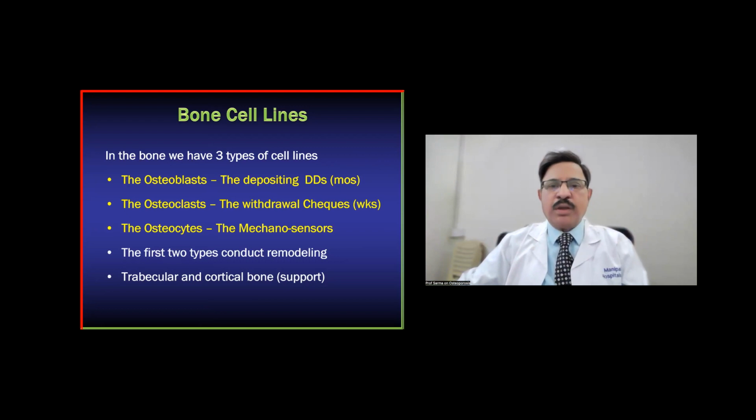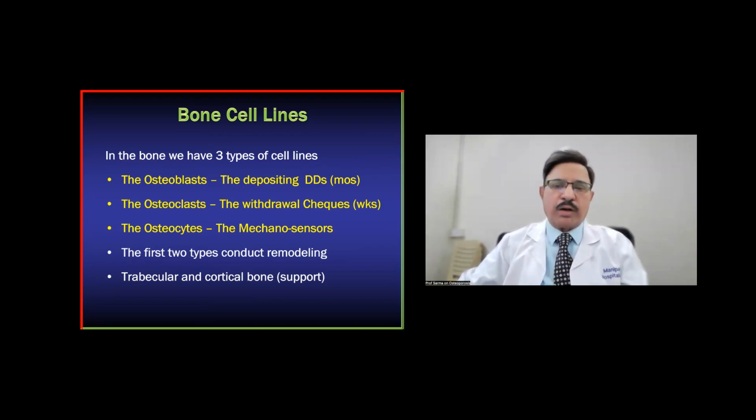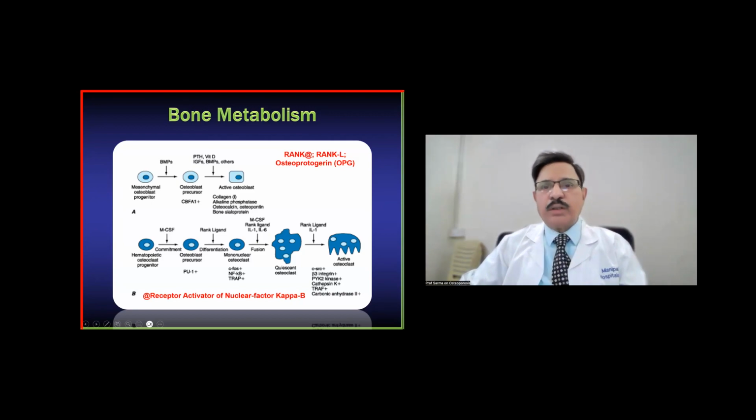The first two types conduct the remodeling, and the third type triggers osteoblast or osteoclast depending on the necessity. Trabecular and cortical bone: there are two types of bones. One is called central trabecular bone and the other the bone cortex. These are supporting cells. This is called the bone metabolism BRU, not the drinking brew. Bone remodeling unit.